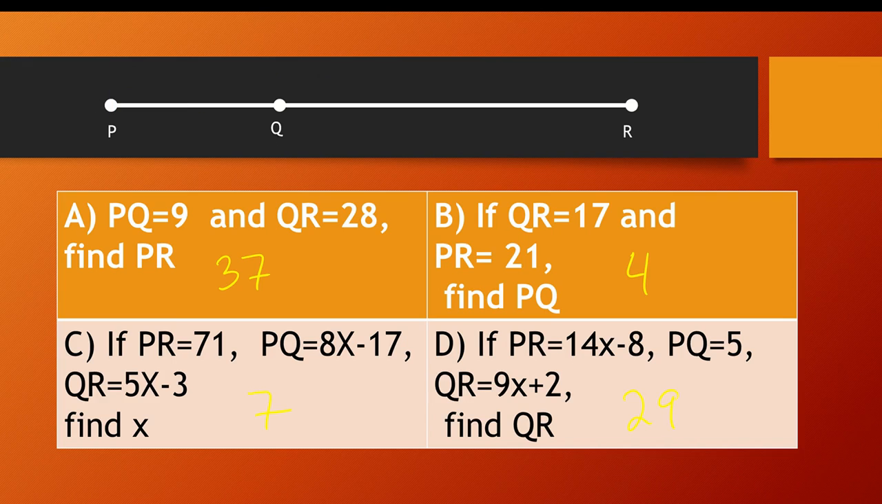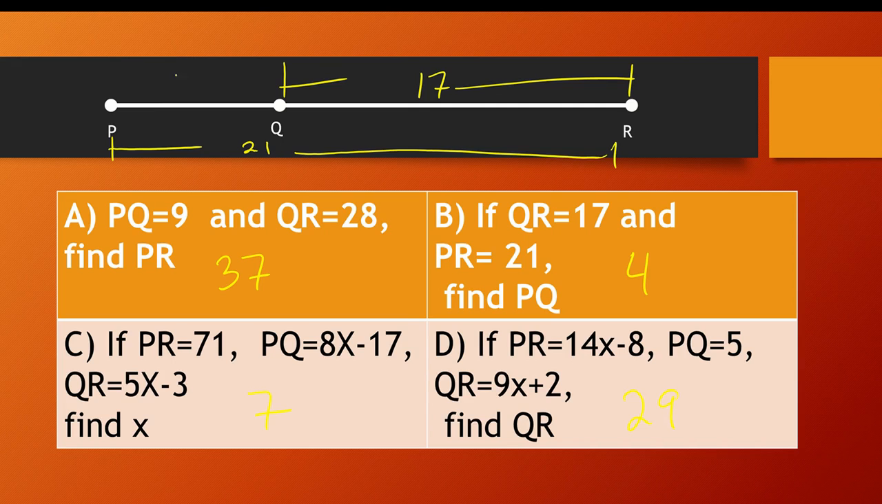Part B says if QR is 17, so from here to here is 17, and PR is 21, so the whole thing is 21, it's asking you to find PQ. That one's kind of easy to do because we know the whole thing is 21 and we know this part is 17. All I have to do is subtract and we get our answer, which is 4.